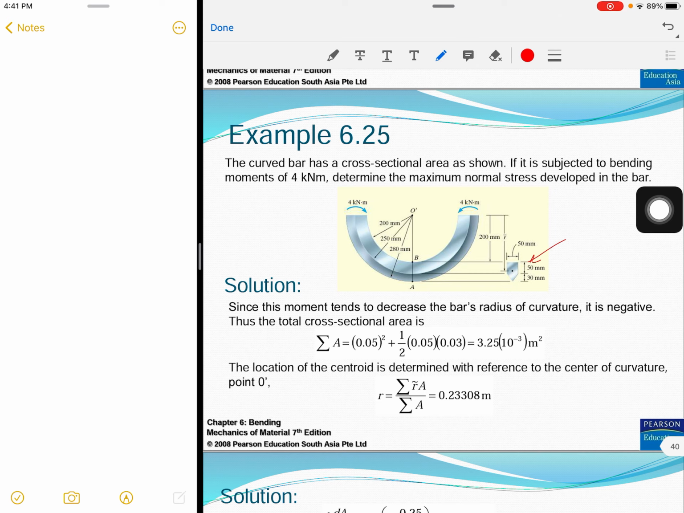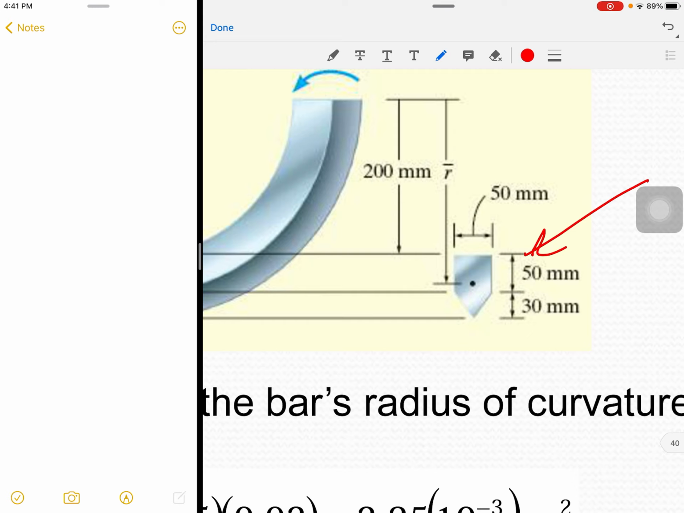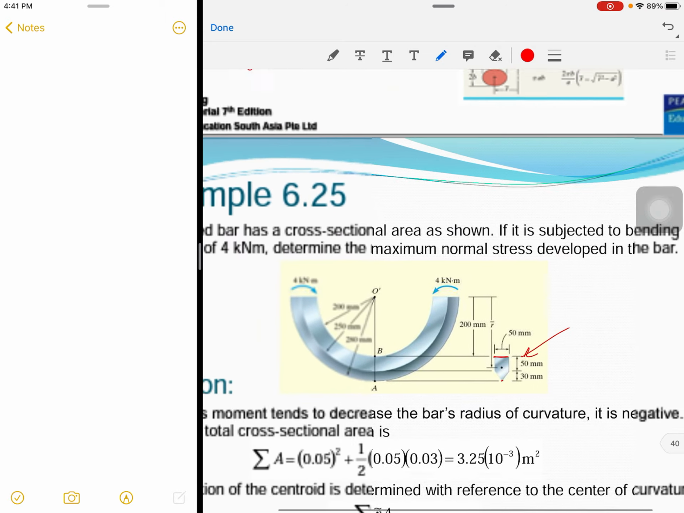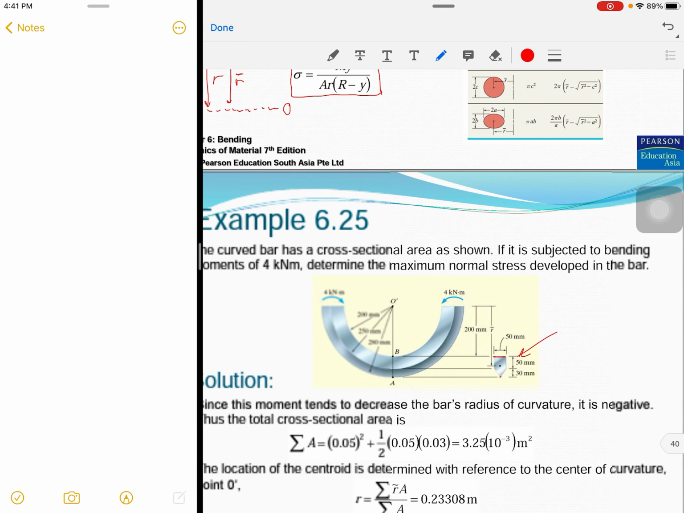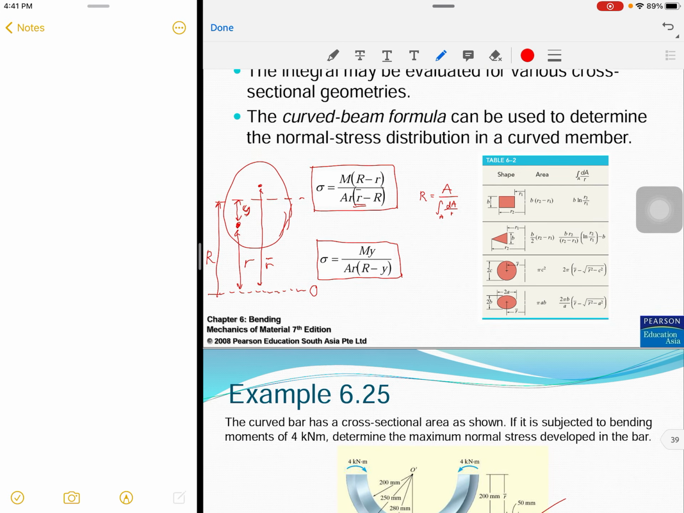So when we need to calculate the maximum normal stress, it means that we need to find the furthest distance within the cross section from the center. So either this line or this point.